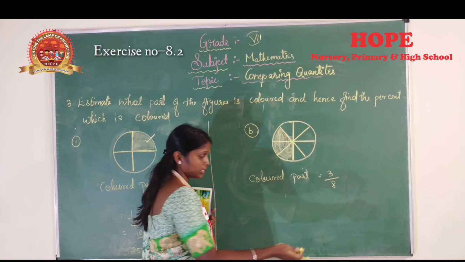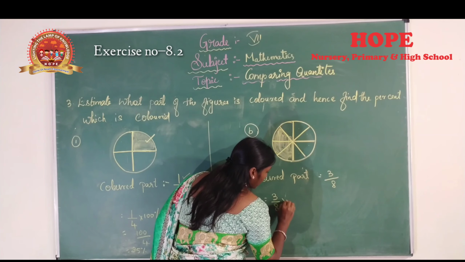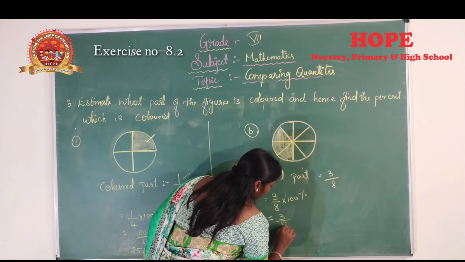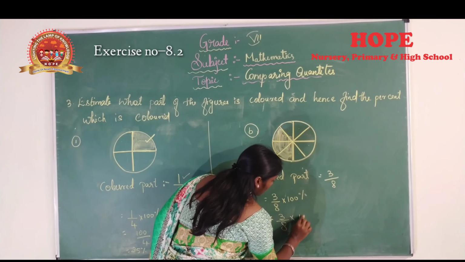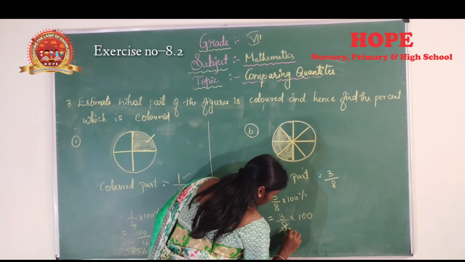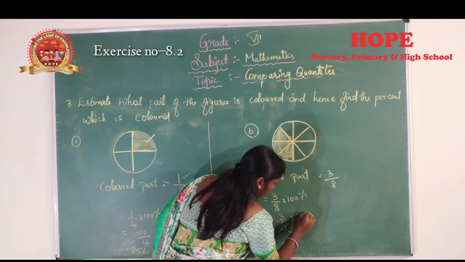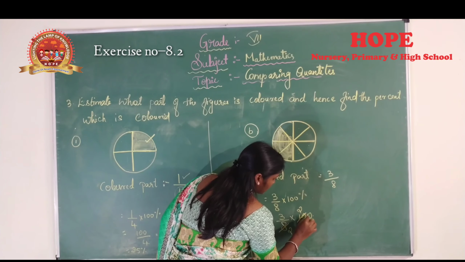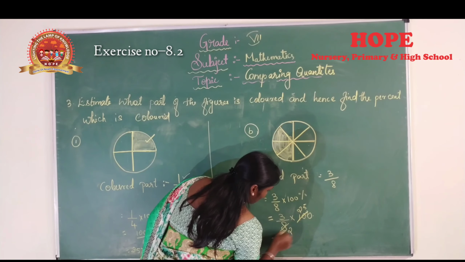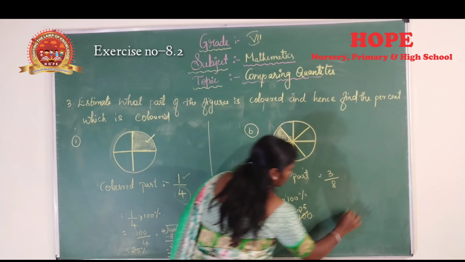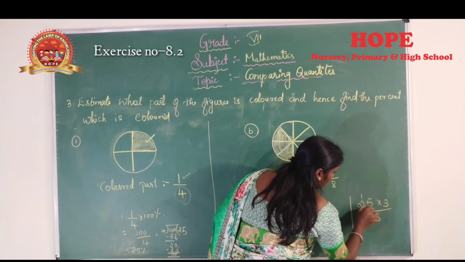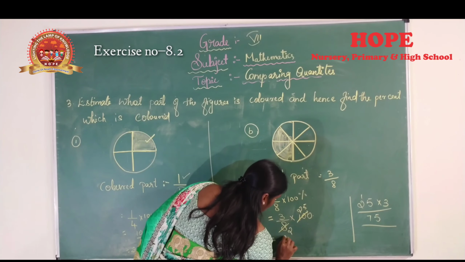How to convert this into the percentage? The same way: 3 by 8 into 100%. Here, 3 by 8 into 100 if you take, 4 2s are 8, again 4 2s are 8 and 2 remains here. 4 5s are 20. 25 into 3 is what? If you do the rough, 25 into 3: 3 5s are 15, 3 2s are 6 plus 1, 75.